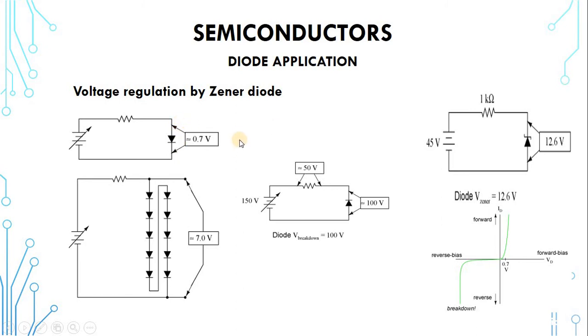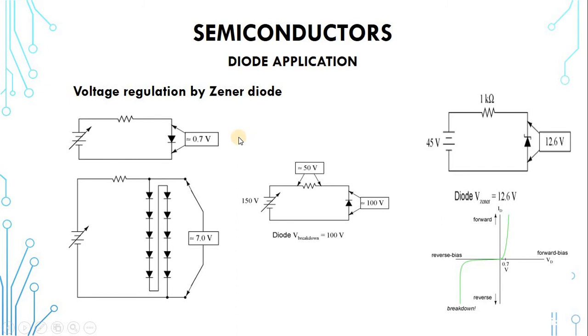So if you want to supply a load or a device that needs a constant 0.7 volts, it doesn't need fluctuation, you connect it in parallel with the diode like this. It will ensure that even though there are variations in the source, the load will also have a constant voltage.